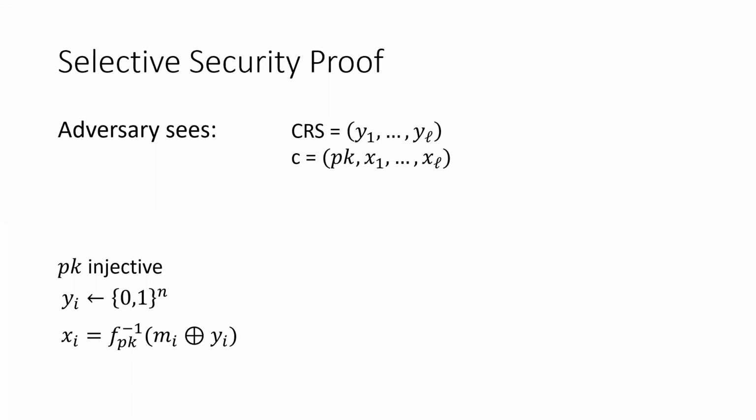If you look at yi and xi, each one of them is individually uniformly random, but if I get both of them together, they define the message. I can recover the message. So you can think of yi and xi as some sort of information-theoretic secret sharing of the message mi. Individually, each one is random, but if I get both of them, they define the message.